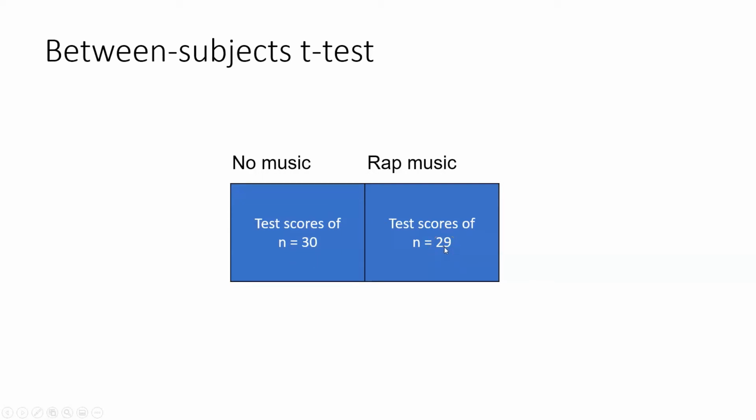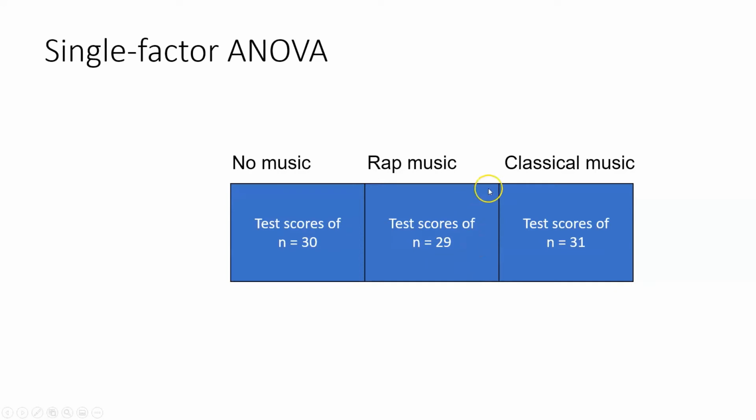A single factor ANOVA would add a third condition. So you might have some people listen to classical music in addition to your other 2 levels. You would then measure the test scores of those people who listen to classical music, and you would compare the 3 groups to each other to see if there are any differences anywhere among the 3 groups. But this is a single factor because there's only one independent variable, and that's music type. And the levels of that factor are no music, rap music, and classical music.